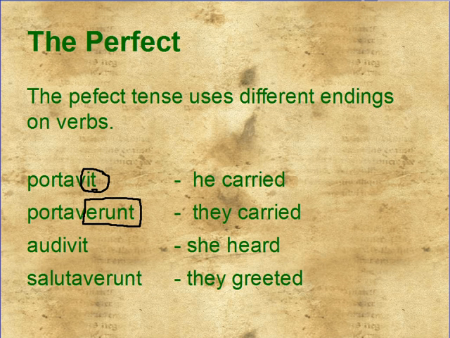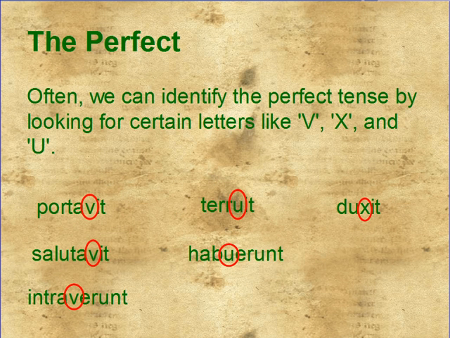Often we can identify the perfect tense by looking for certain letters, like V in the verbs we just saw, X, and U. However, these are not always the indicators of the perfect tense. Remember I said the imperfect is easy because it's always the same and it always uses ba. But the perfect tense is not so constant. It depends on which conjugation the verbs belong to. Verbs of the same conjugation will always follow the same pattern.